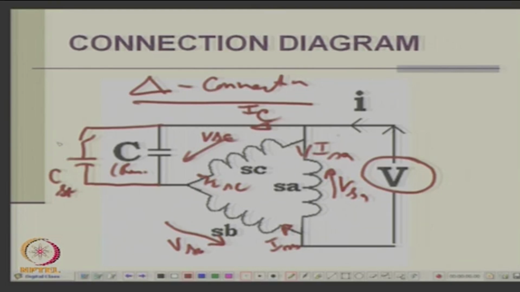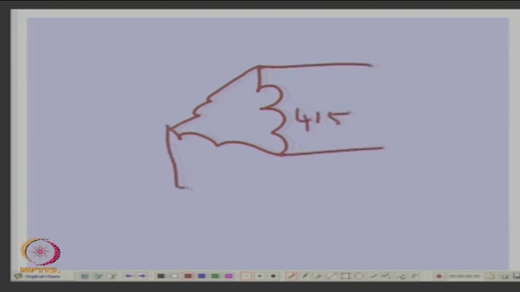Now, at what voltage does this generally operate? In this connection, what will be the phase voltage? This will be 415 volts. That means a normal 3 phase delta connected motor. So, you had a delta connected motor with a normal rating of 415 volts, which was running on 3 phase supply.